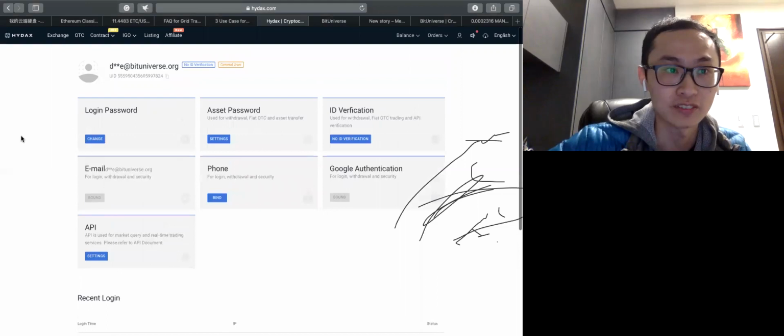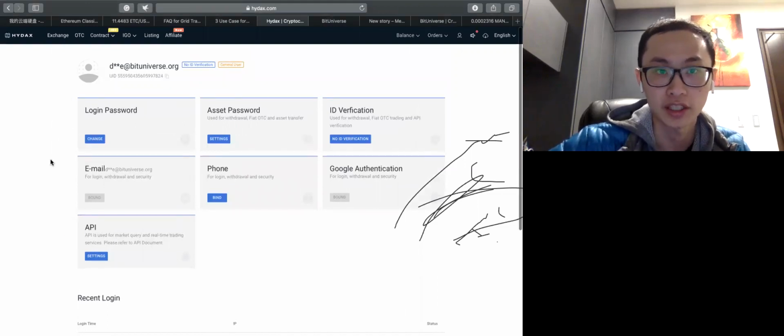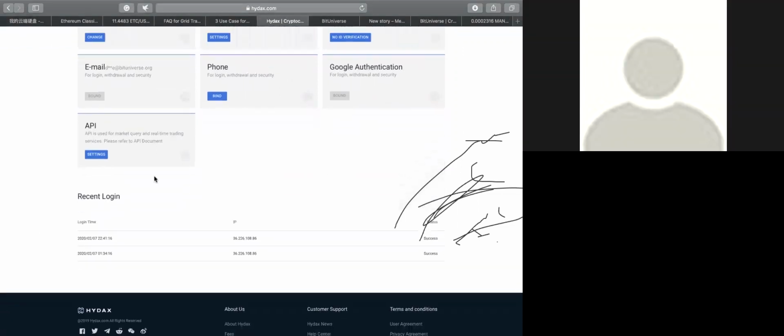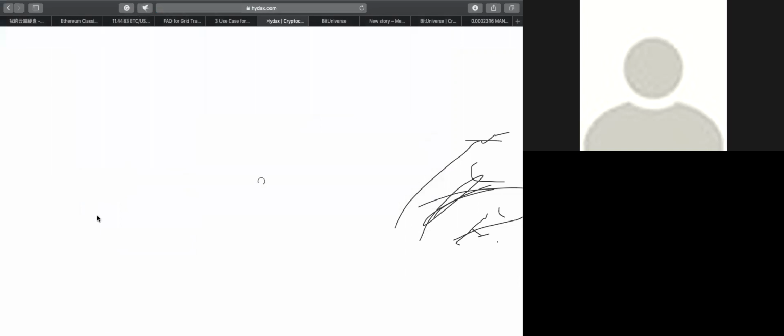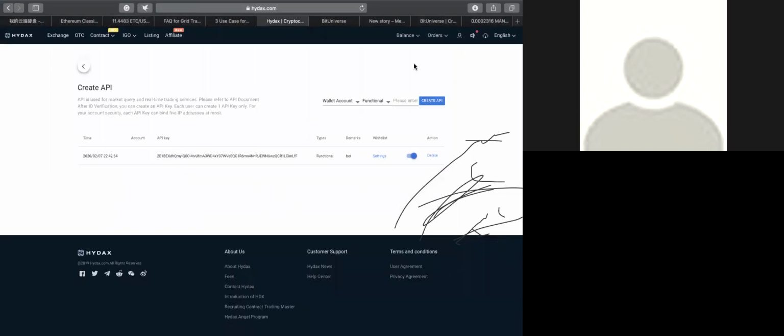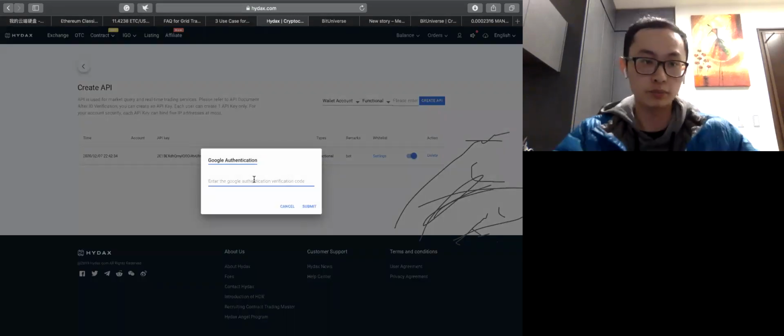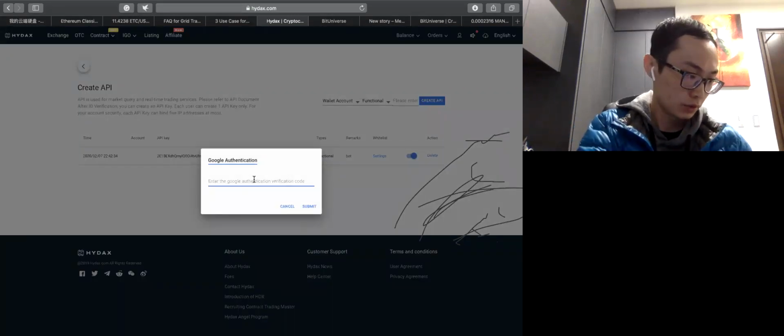Yeah. So now you could log into your Hydax exchange and turn to this page. That is where you could see your API keys. So I'm going to delete mine for a test.